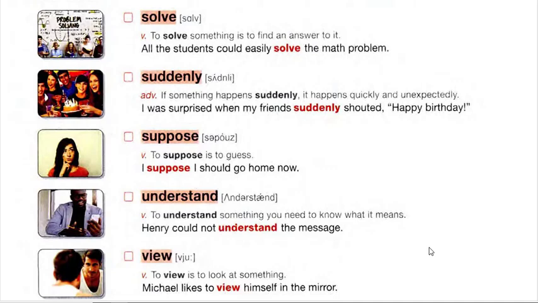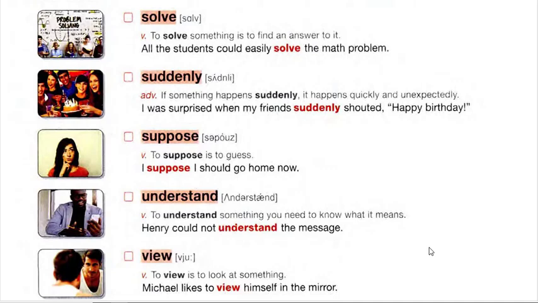Suddenly. This is an adverb. If something happens suddenly it happens quickly and unexpectedly. Unexpectedly means به طور غیر منتظره. Quickly. I was surprised when my friend suddenly shouted happy birthday.